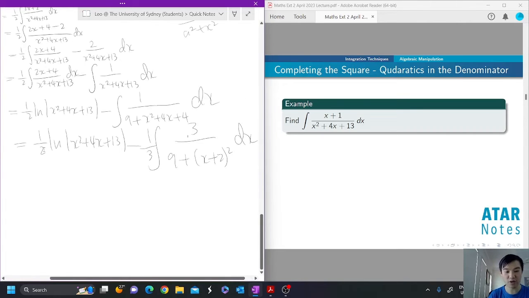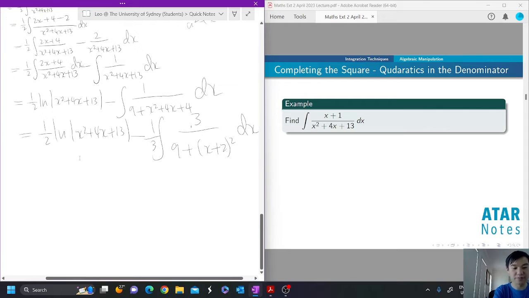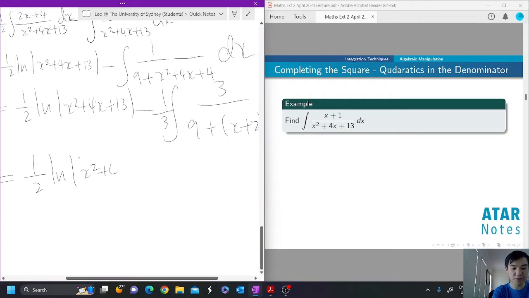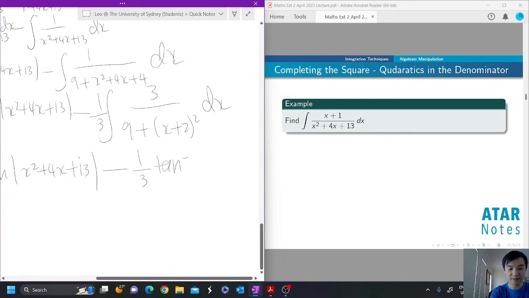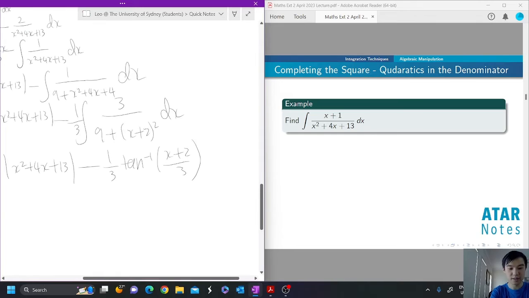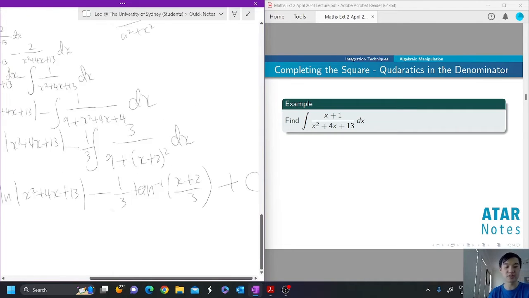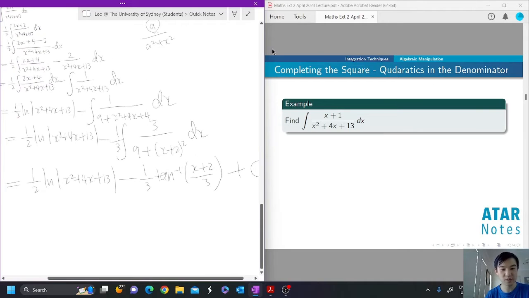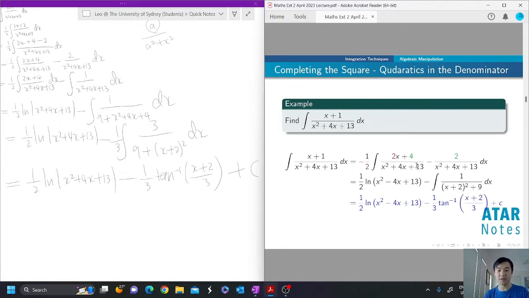So now my final answer is going to be half ln absolute value of x squared plus 4x plus 13 minus a third inverse tan of (x plus 2) over 3 plus c, using our standard results that lead to inverse tan. So you can see, yep, that's what we got here.